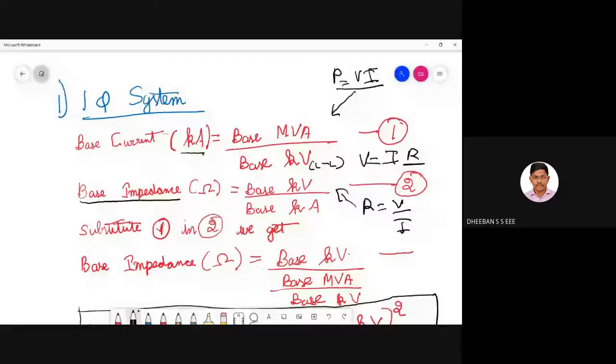This is the formula to find your base impedance, base kV by base kA, and in the form of your power. How can we find it? You have to substitute the first equation in the second equation.